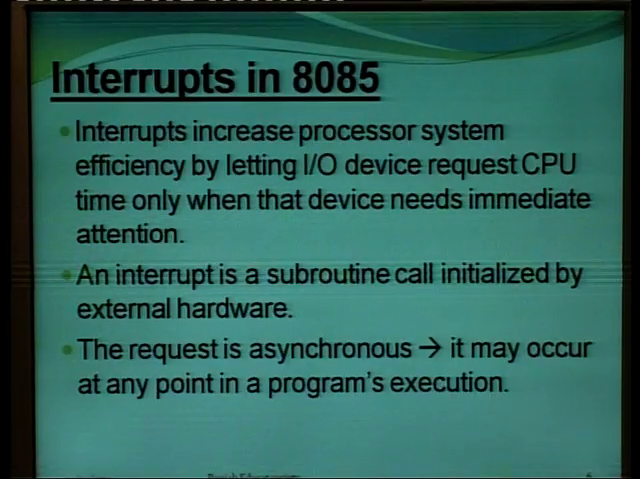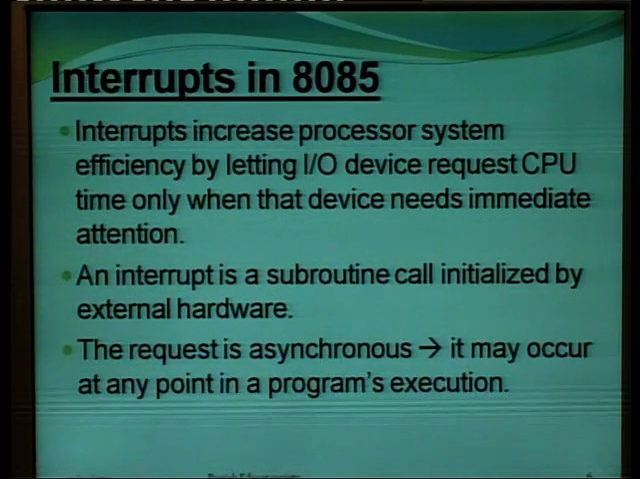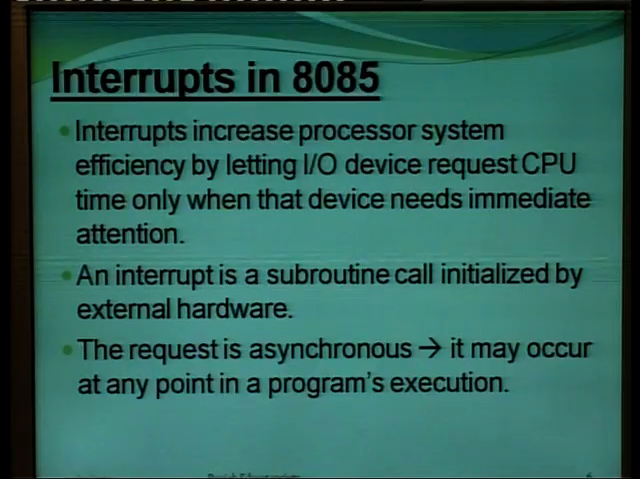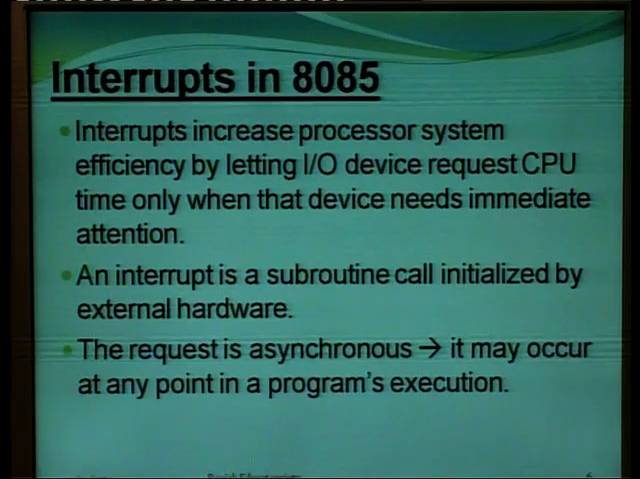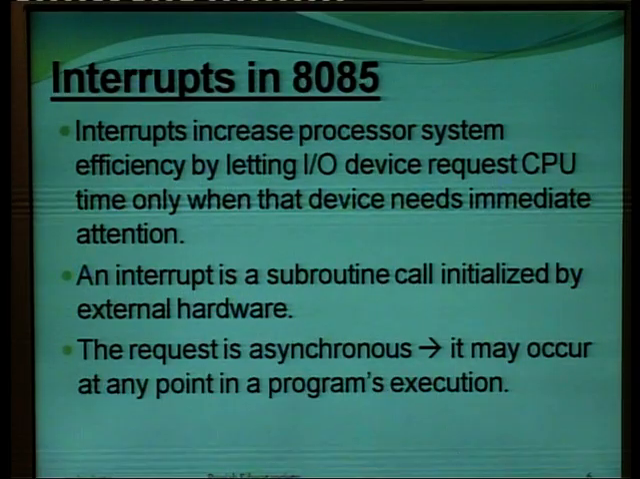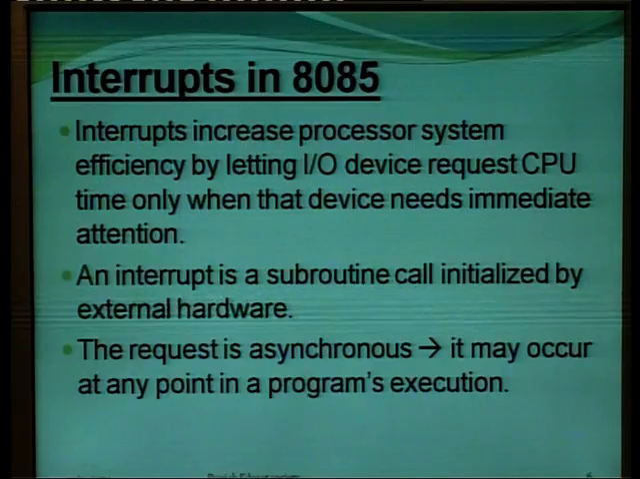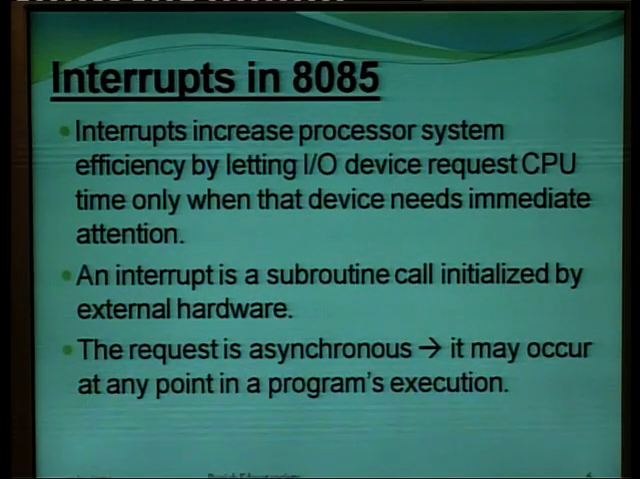Interrupts increase processor system efficiency by letting I/O devices request CPU time only when that device needs immediate attention. So, whenever an I/O device needs the immediate attention of the microprocessor, an interrupt is used to let these devices interrupt the microprocessor.